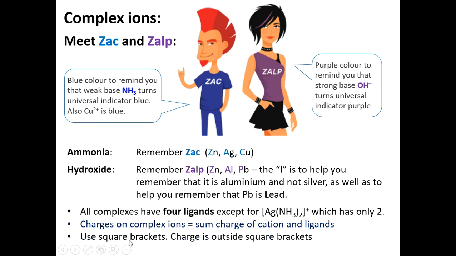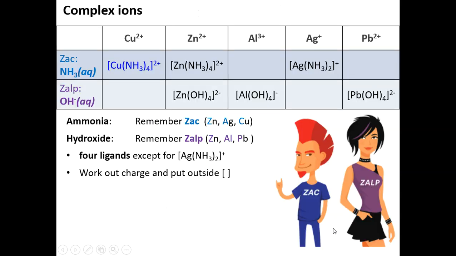Square brackets you've come across in chemistry, probably for Lewis structures of ions, but in this module you've also seen them meaning concentration of, and here's another use for square brackets. It means a complex ion, and you put the charge outside. So here's our Zach and Zelp with all the different ions: copper, zinc, aluminium, silver, and lead.